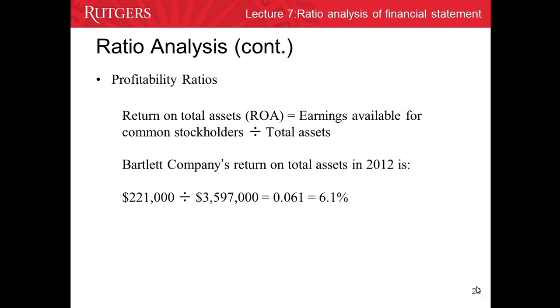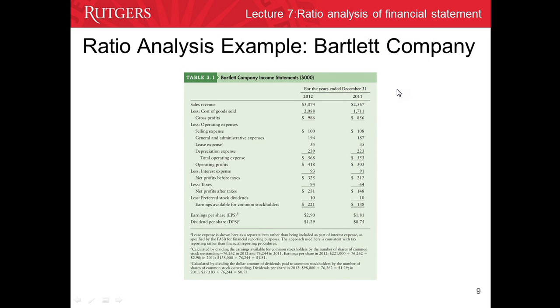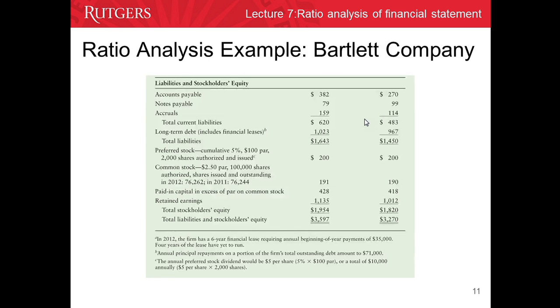Return on total assets, ROA, is another profitability ratio. It equals the earnings available for common stockholders divided by the total assets. In the Bartlett example, we can see the earnings available for common stockholders here, and then we just divide it by the common stock equity. But what is common stock equity?